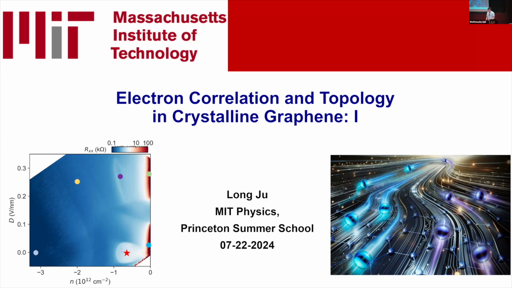So I'm going to give you two talks this morning. This is the first one. And both talks will be around the topic of electron correlation and topology in crystalline graphene. I emphasize crystalline because there has been a lot of effort going on in the twisted form of graphene by introducing some magic angle between the layers of carbon, and many amazing things have happened. Well, what I want to tell you today is that even without the twist, in the simplest form of graphite, nature gives us, there are still many things we do not understand.